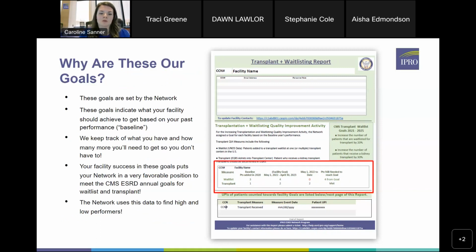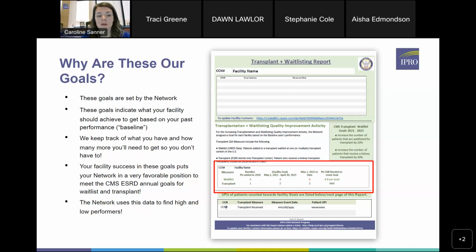So why are these our goals? The section highlighted here shows you what the goals are. And the goals are set by us. They're set by the network. These goals indicate what your facility should be achieving based on your past performance. And we call your past performance your baseline. So you'll see that word here on the report, it says baseline. That's what we call it, what your past performance is based on.